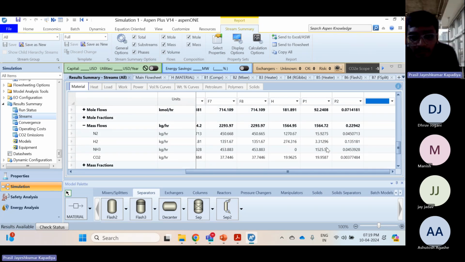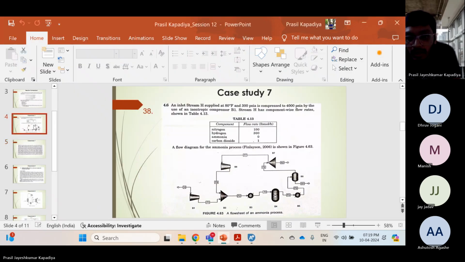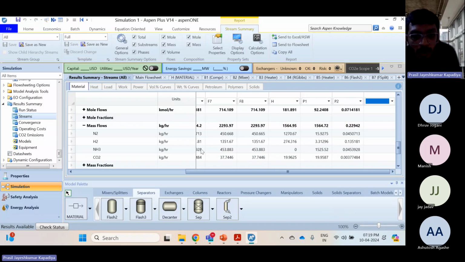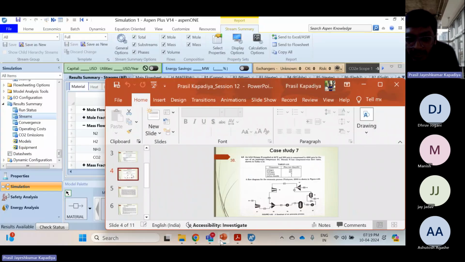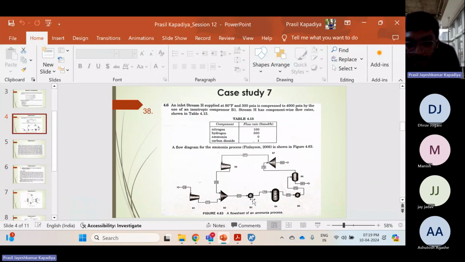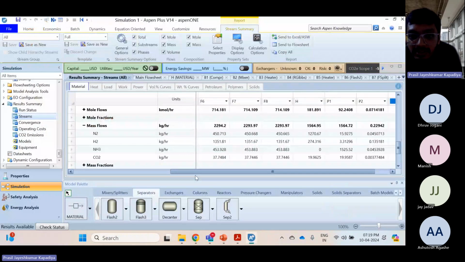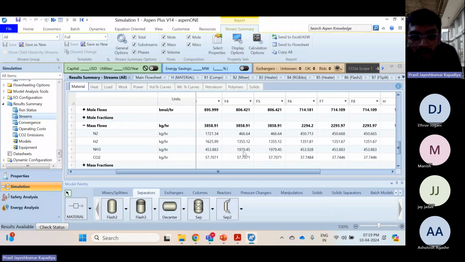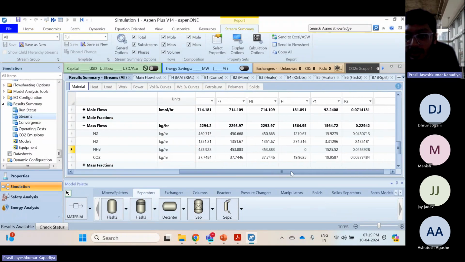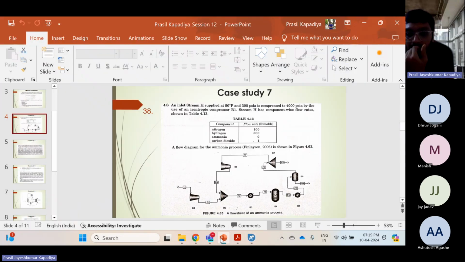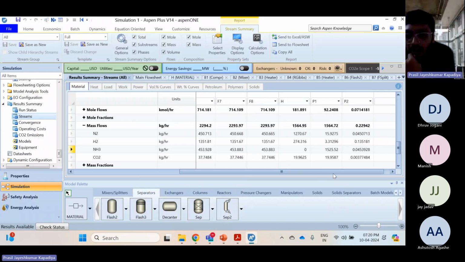So from the flash drum, we are getting the maximum amount of ammonia as P1. And what was P1? P1 was the bottom part. So we are getting the maximum amount of ammonia out of what is generated after the reaction. Ammonia at stream number F4 was 1979, and what are we getting? 1525. So the rest is going in the top stream, that is F6. So that part is being recycled.